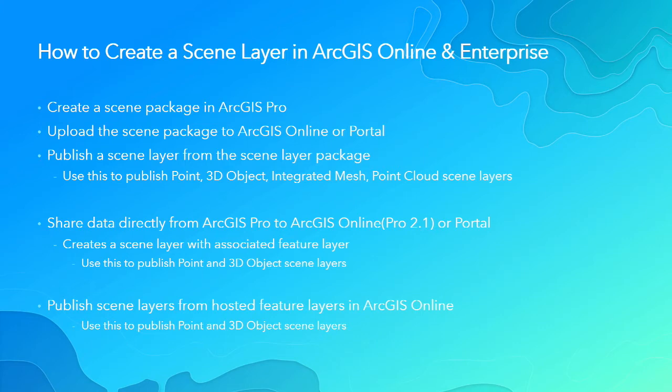But if you don't have access to Pro and you want to create, let's say, buildings, or you have a large point data set, you could upload a zipped file geodatabase or a 3D shapefile to ArcGIS Online, which would create a feature layer. And then we have a simple workflow where, from the feature layer item, you just click Publish Scene Layer, and then that creates a scene layer with an associated feature layer, which is really good because we use the associated feature layer for statistics on smart mapping, like that histogram.